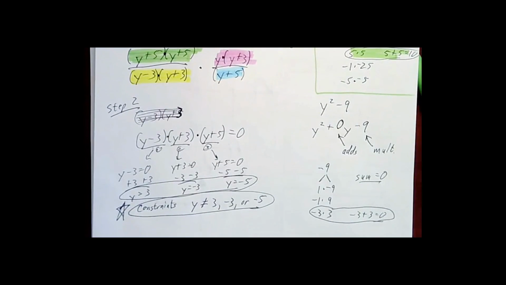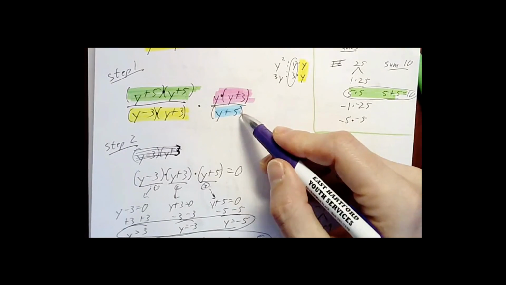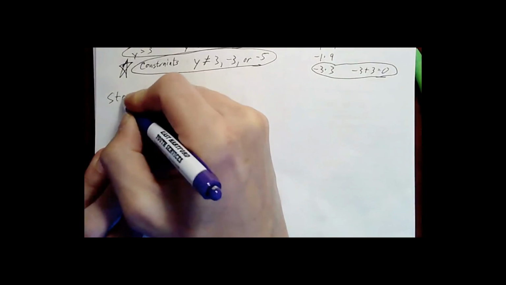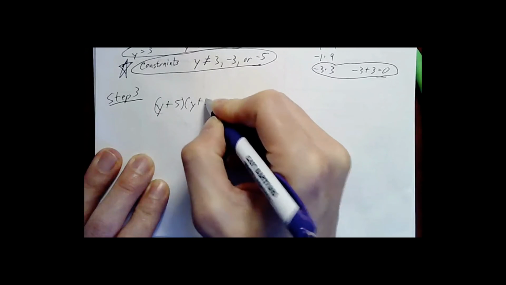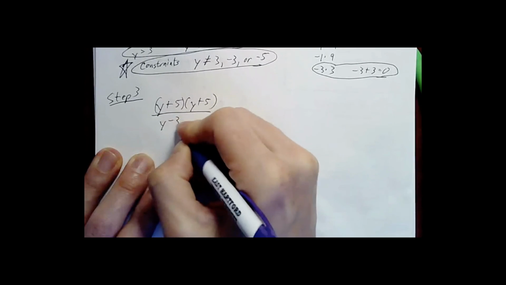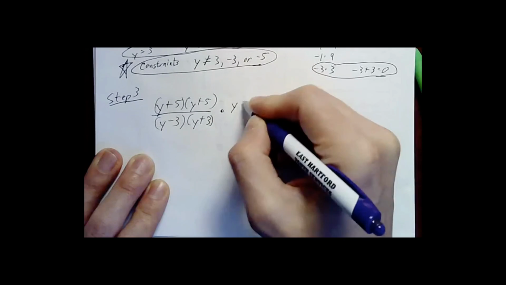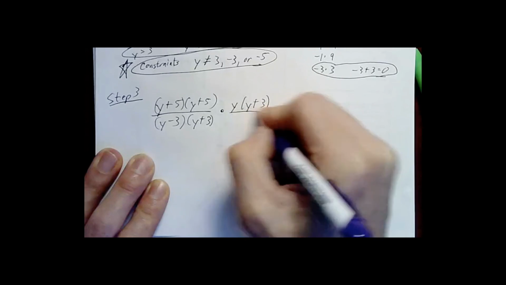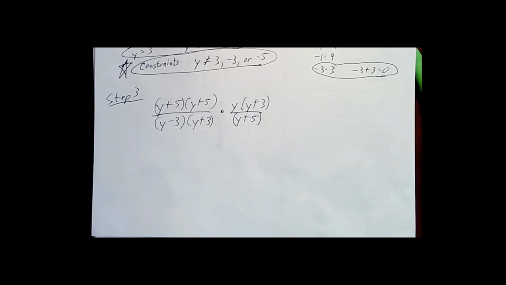Okay. Step number 3 will be to take these fractions up here and do our cross canceling. I'm going to rewrite the fractions I see up above: y plus 5 times y plus 5 divided by y minus 3 times y plus 3, multiplied by y times y plus 3, all divided by y plus 5. And now I'm looking for factors that are identical. Why do I want identical factors? I want identical factors so that they can cross cancel each other.